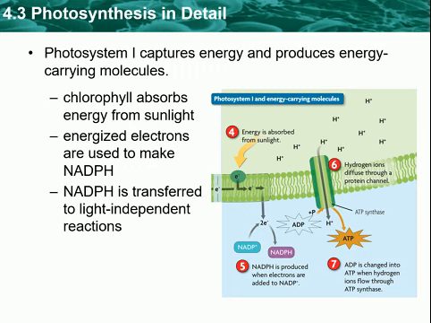Stage 5: NADPH produced. The energized electrons are added to a molecule called NADP+, forming a molecule called NADPH. In photosynthesis, NADP+ functions like ADP, and NADPH functions like ATP. The molecules of NADPH go to the light-independent reactions.